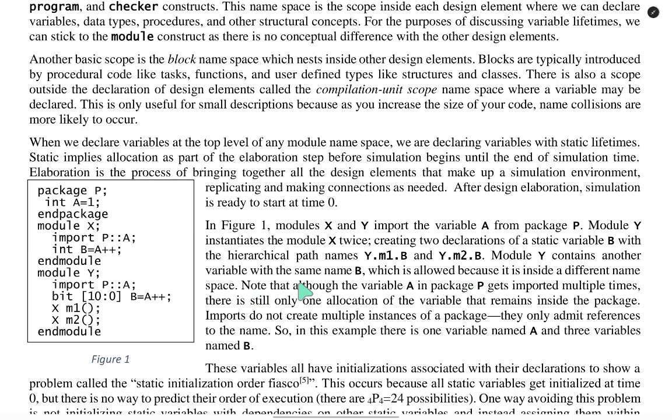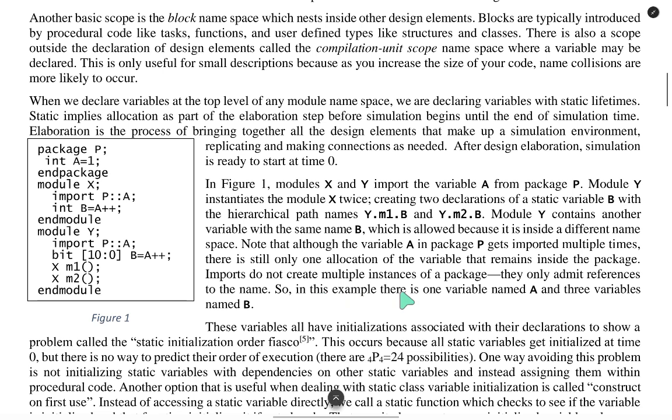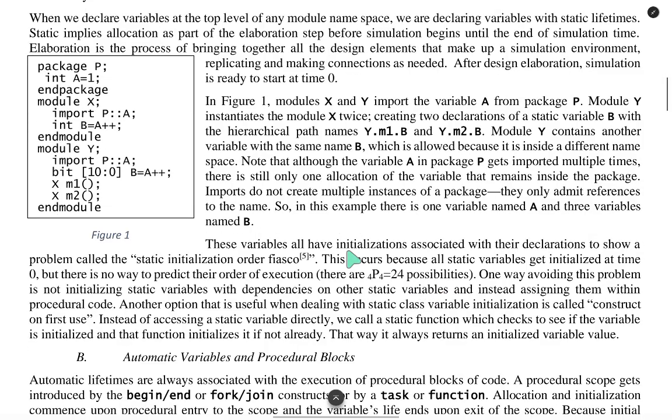Note that although the variable A in package P gets imported multiple times, there is still only one allocation of a variable that remains inside the package. Imports do not create multiple instances of a package, they only make the name visible. So in the example, there is one variable named A and three variables named B.